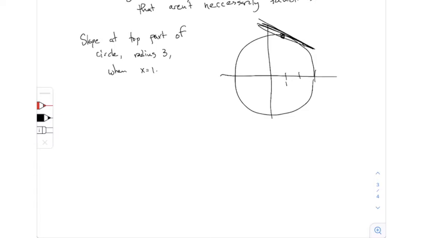Yeah, so I would write it this way. x squared plus y squared equals r squared is the general formula for the graph of a circle where r is the radius. So in this specific case, I said the radius is going to be 3, so it's this.